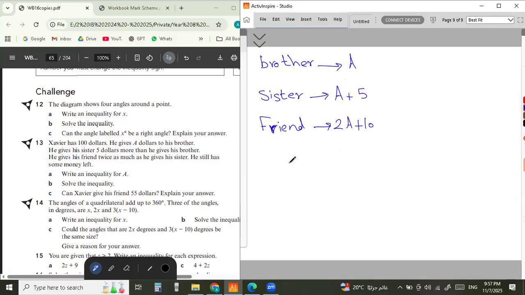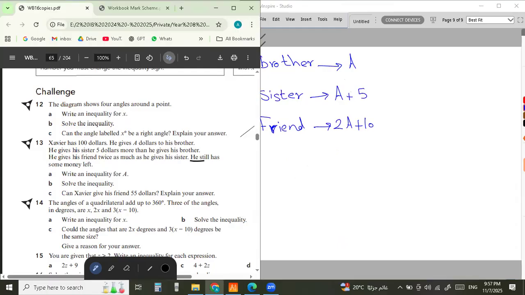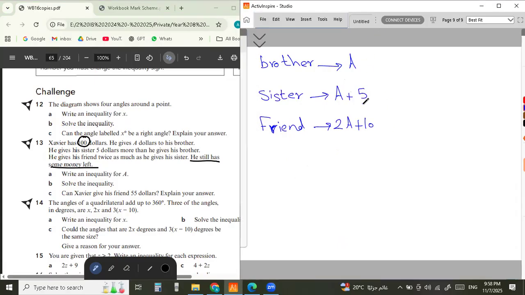All right. What is the question now? Write an inequality. They're saying to you here that he still has some money left. He already had $100 before giving them all. So after giving his brother the A, his sister the A plus 5, and his friend the 2A plus 10, he still has money from the $100.